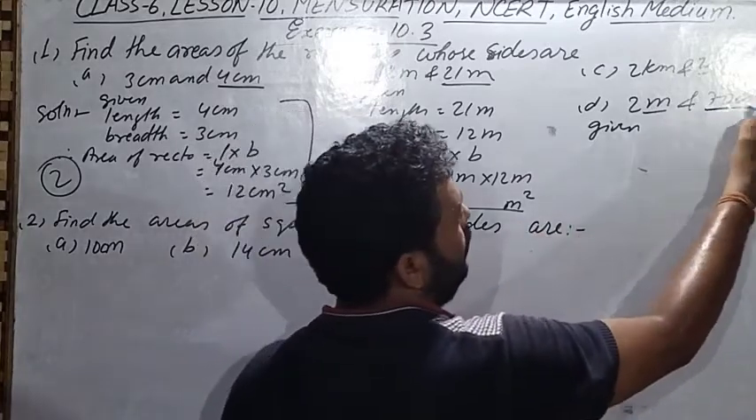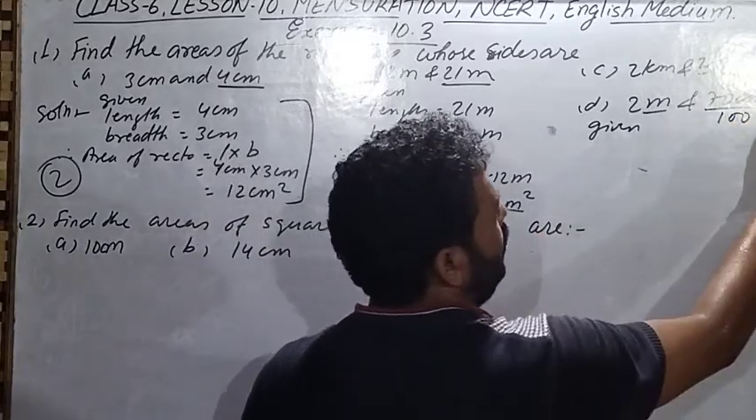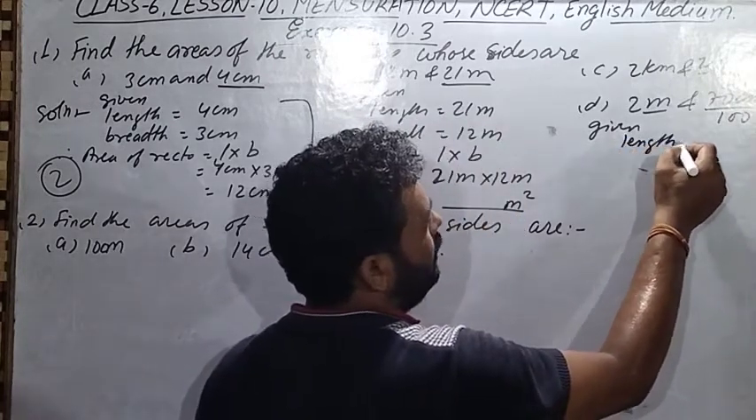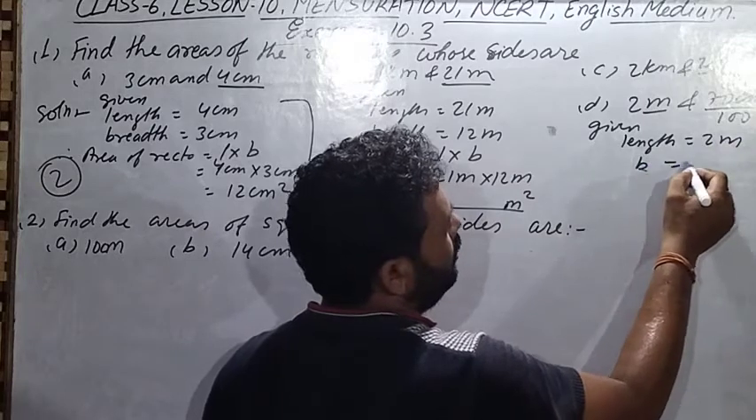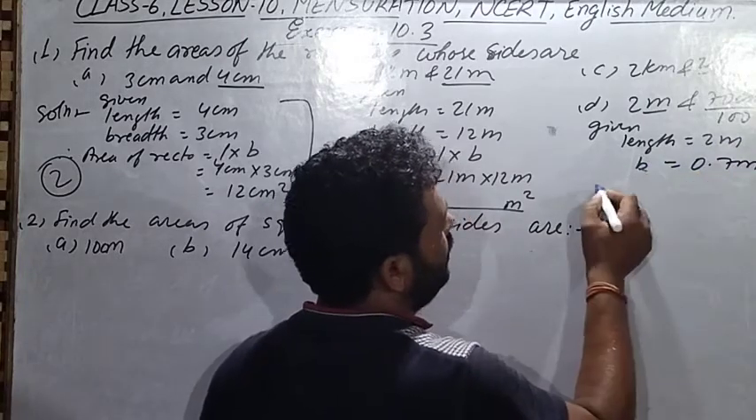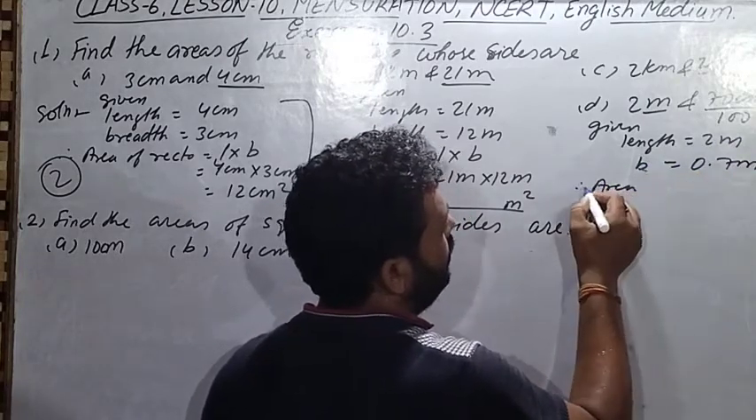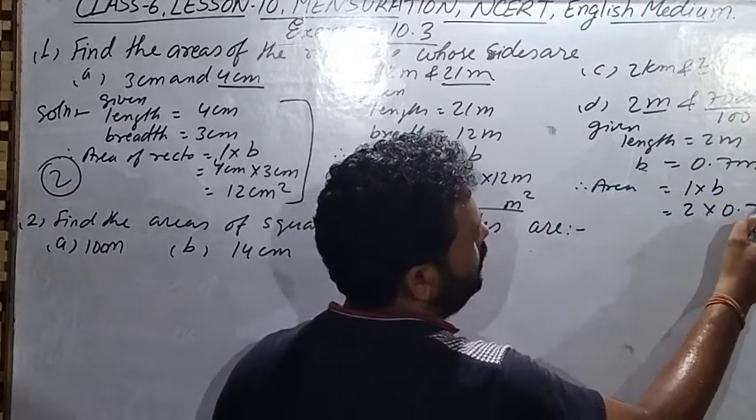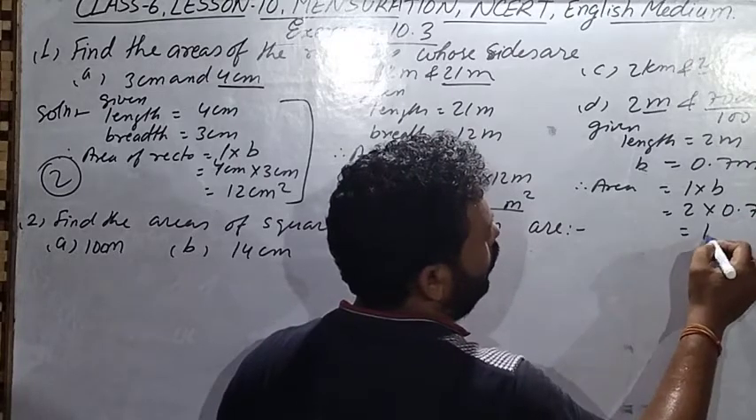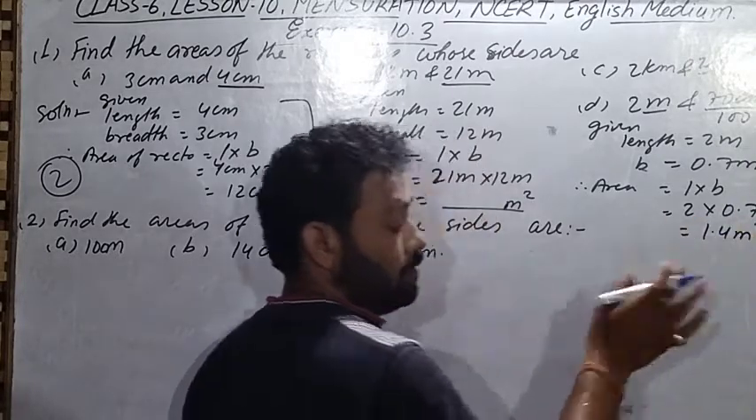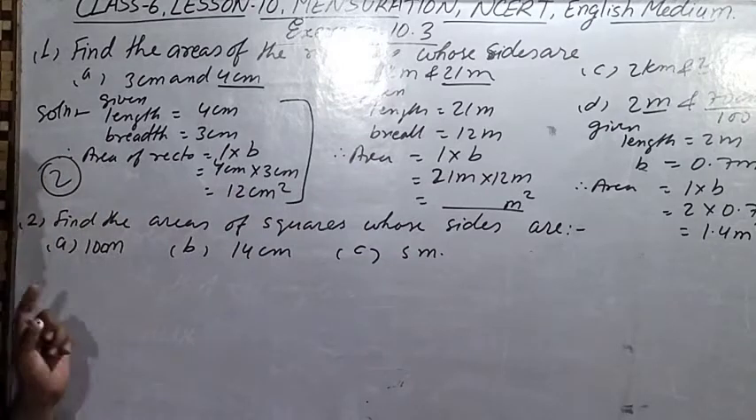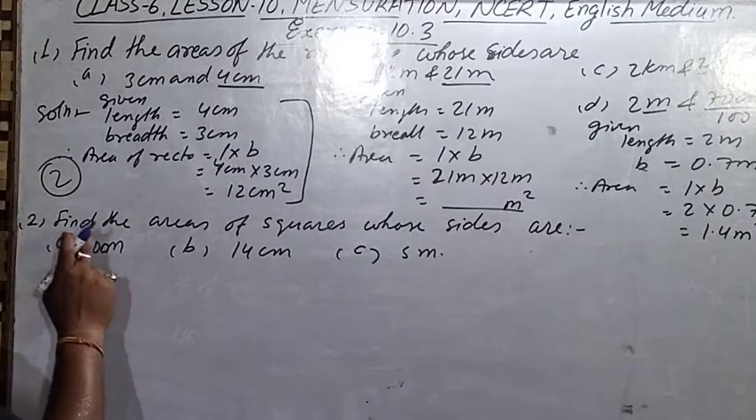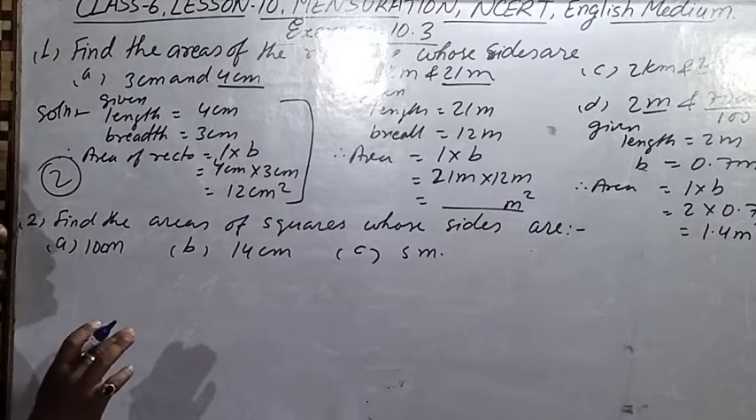So change this one in meter, you will get 0.7 meter. So write length equal to 2 meter, breadth is equal to 0.7 meter, therefore area is equal to L into B, that is equal to 2 into 0.7 meter square, 1.4 meter square. Solve like this, you will get full marks. Now question number 2, we have to find the areas of squares whose sides are given.